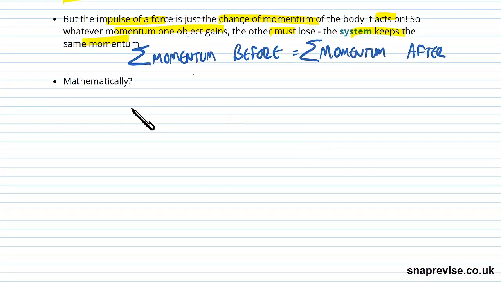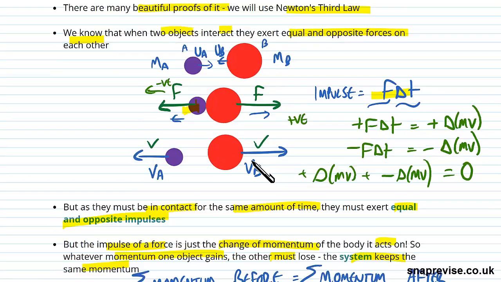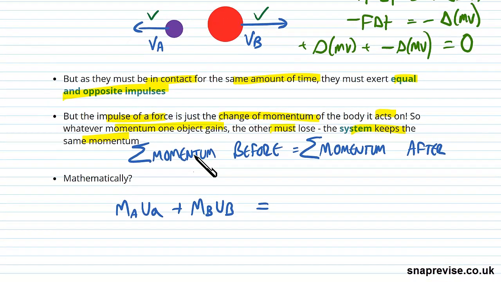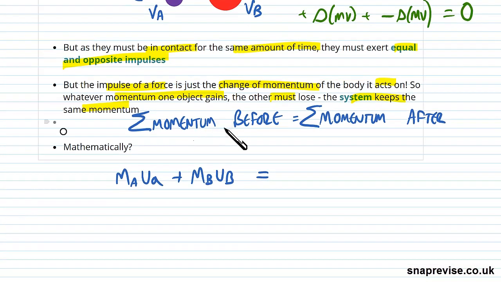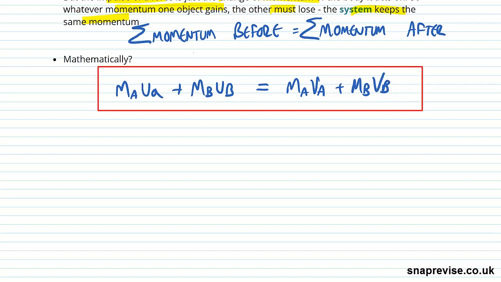So mathematically, what's going on? What's our momentum before? Well, it's MAUA, the momentum of this particle here, and MBUB will be the momentum of this particle. And what's that going to be afterwards? Well, it's exactly the same. We just put VA instead of UA, etc. So that's going to give us MAVA plus MBVB. And there we go. That's the equation we use.